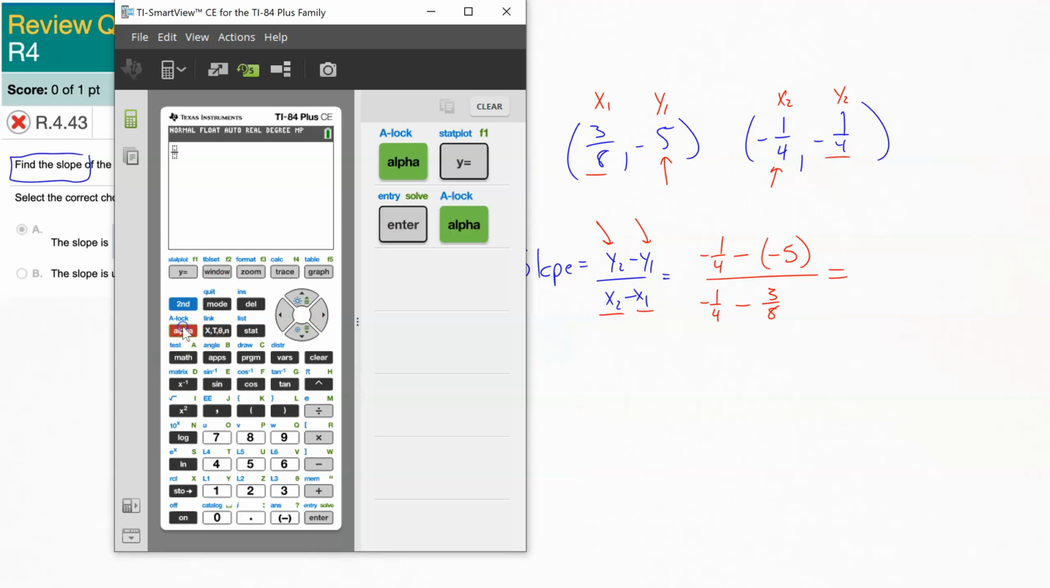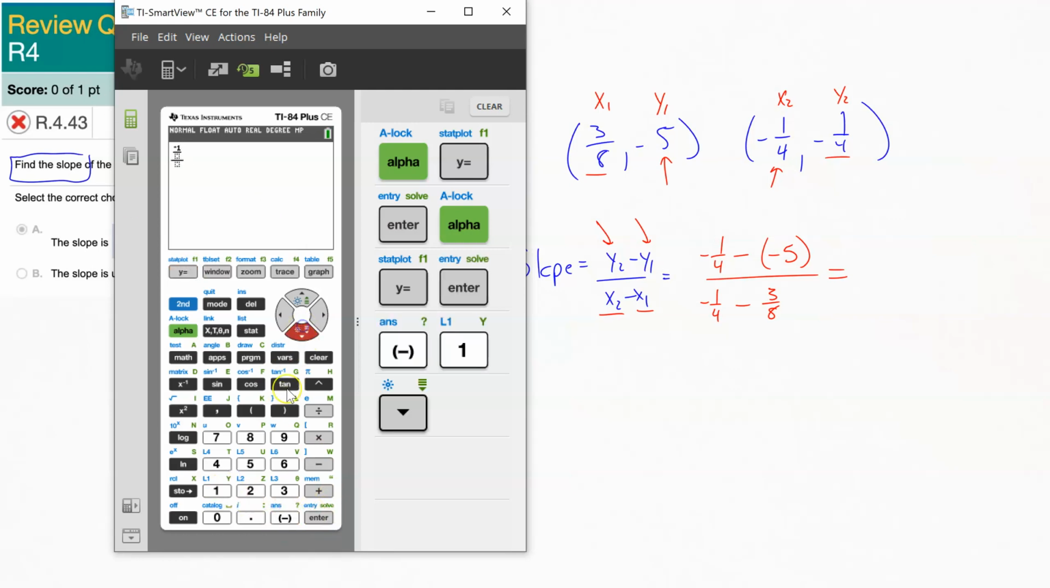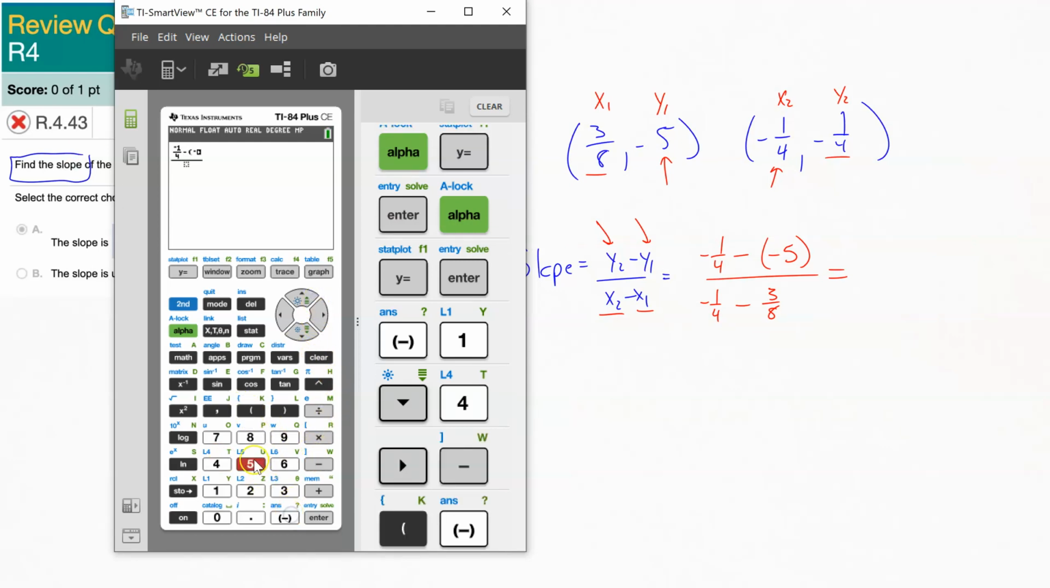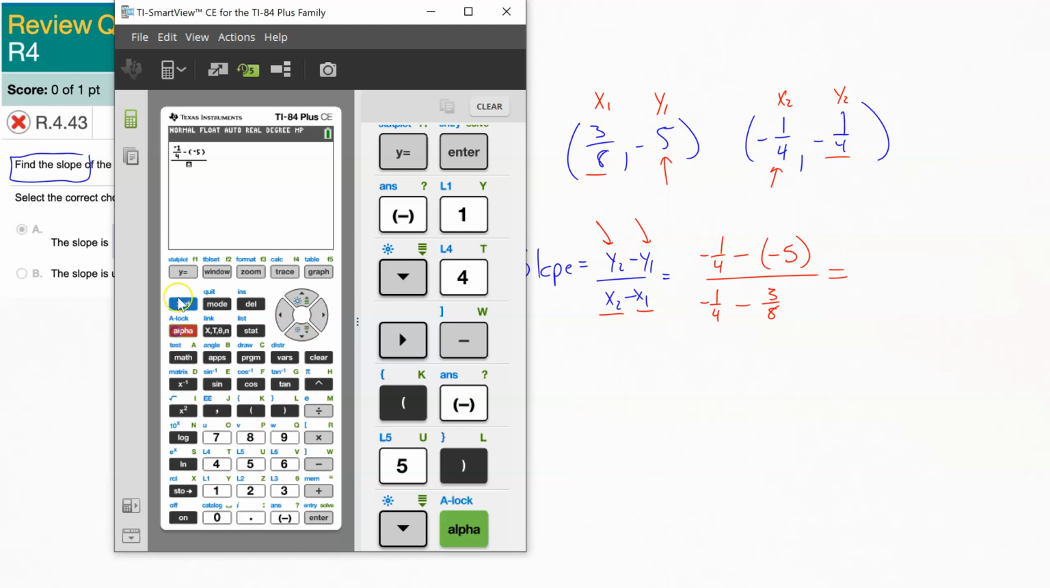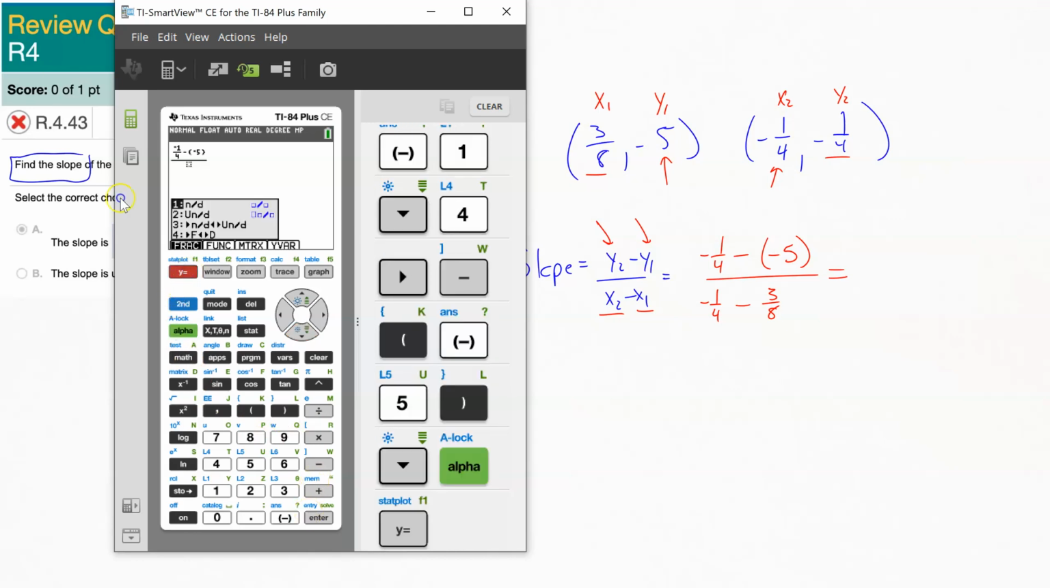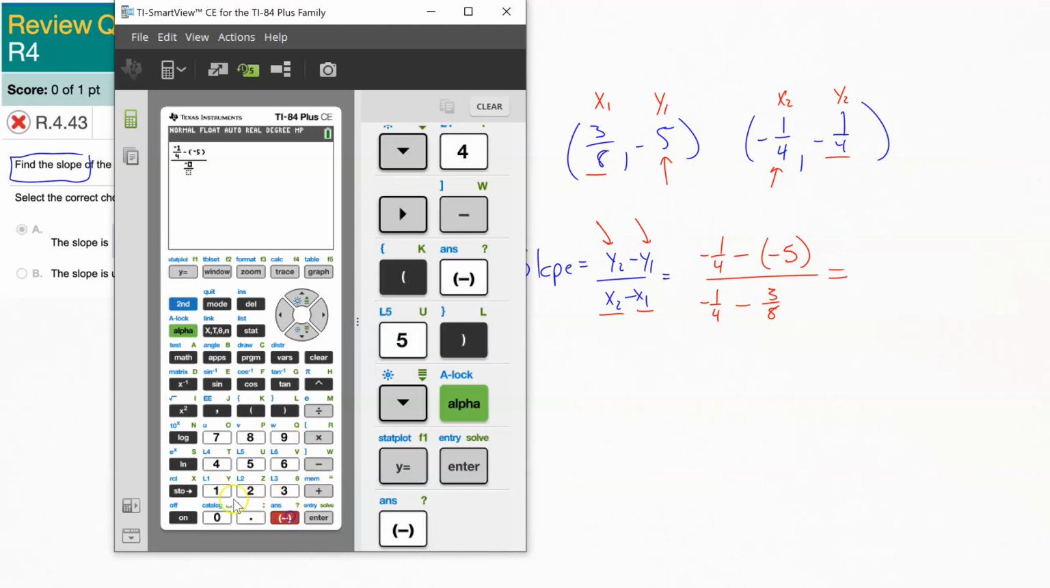So I've got a fraction on top, so I could do another alpha y equals, hit that, and I can do my -1/4. You don't need to do it necessarily, but it definitely is helpful to just keep track of everything. So then my -5, I put that in parentheses, push this to the bottom, and we'll do another alpha y equals, and then numerator denominator split for that other fraction.